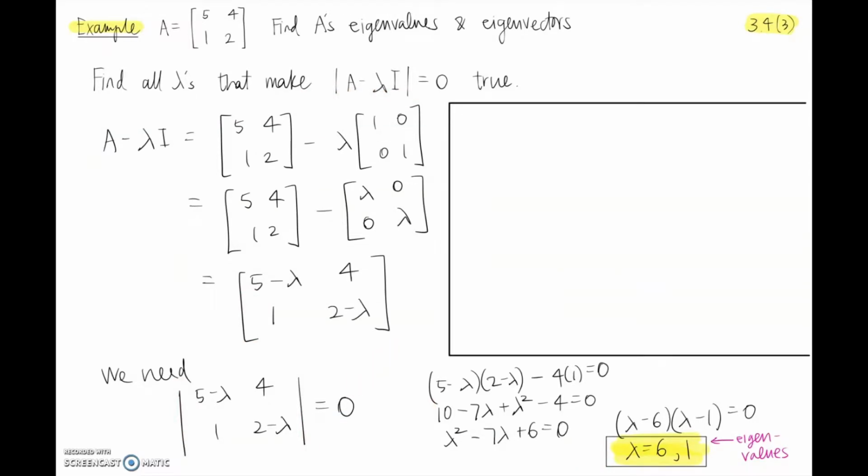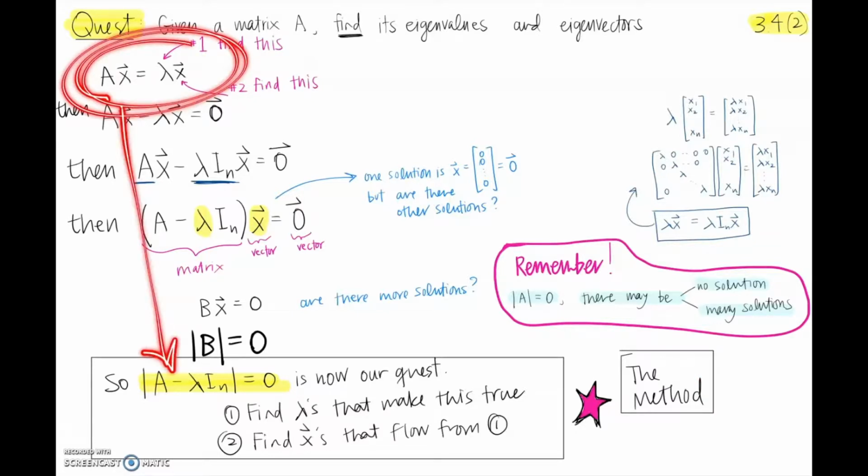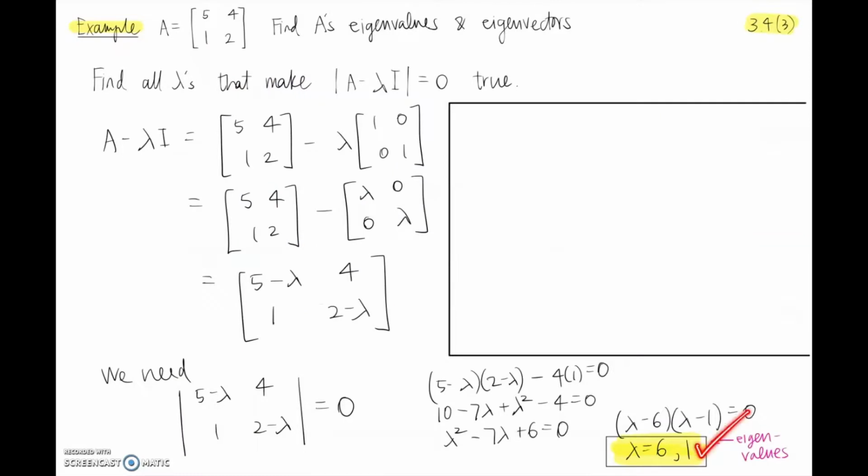Okay, so remember, once we find the eigenvalues, we go back and find the eigenvectors. This was our plan all along. The method was we want to solve this equation, but it's equivalent to solving this equation here. And so we needed to find the lambdas where that is true, and then find the eigenvectors that flow from that being true. So let's go back here, and we know what our eigenvalues are. So we're going to split this into two cases. What happens if lambda equals 6, and what happens if lambda equals 1?